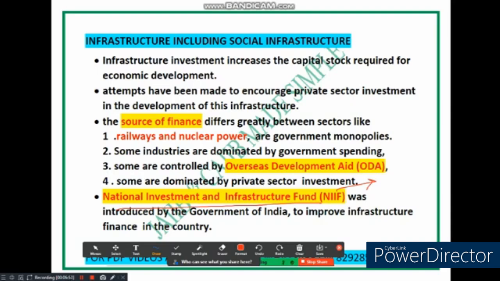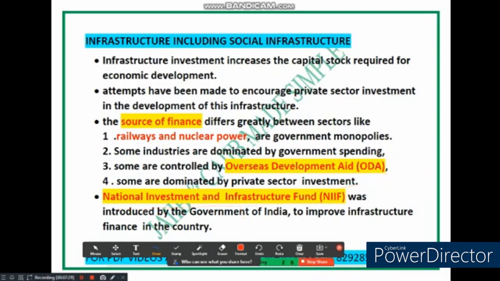It pulls together funds from various sources. What are the sources? Domestic and international investors. Some investors are domestic, some are international. So it pulls resources from all these, and sovereign wealth funds. What NIF does is utilize these funds to finance and support the development of critical infrastructure projects in India, such as highways, ports, airports, renewable energy projects, etc. So this slide is about NIF and infrastructure.